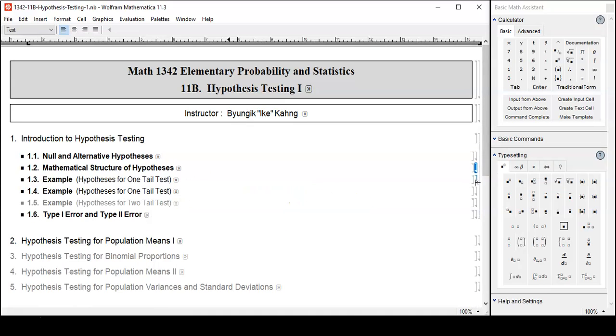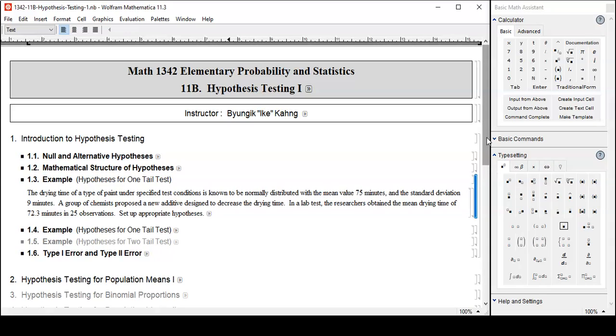Let us solidify our understanding through an example problem here. Please stop the playback and read through first.